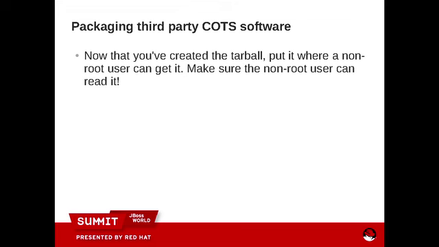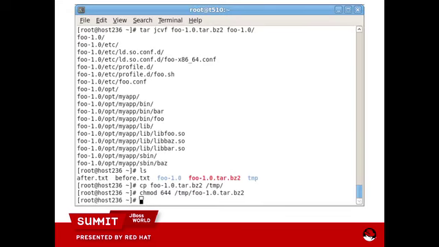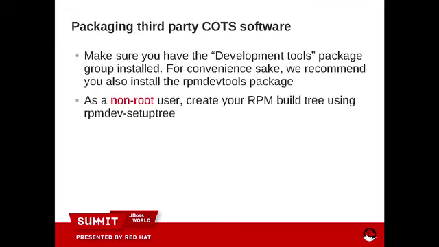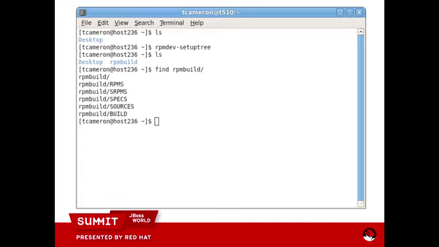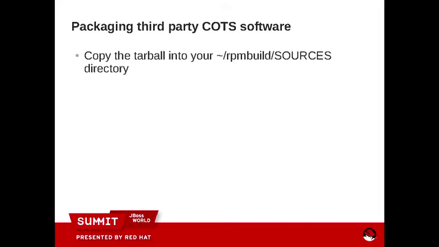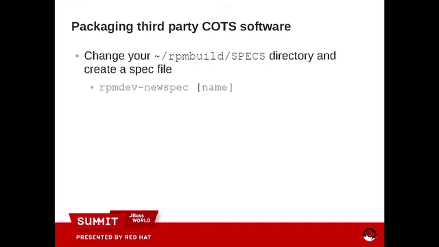So I pop it over into the temp directory and I change the permission so that my RPM building account can get to it. Now that I've done that, again, make sure you got the RPM dev tools, all that stuff. Create your RPM tree. We kind of already went through this, so I'm not going to spend a lot of time on it. rpmdev-setuptree. Copy the tarball into your SOURCES directory.